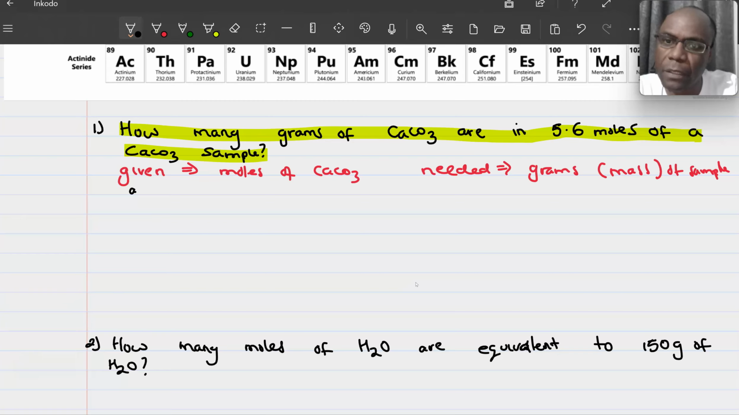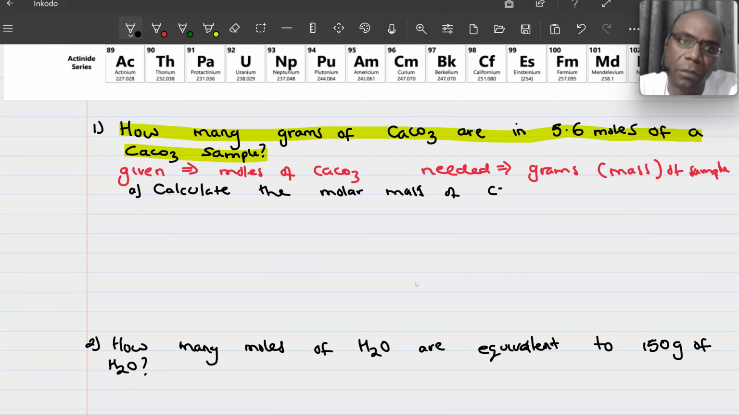So step number 1 here is to determine or calculate the molar mass. Calculate the molar mass of calcium carbonate. I know that I have 1 calcium, the subscript implied 1 there under the Ca. I have 1 calcium, 1 carbon, and O3, which means 3 oxygens.